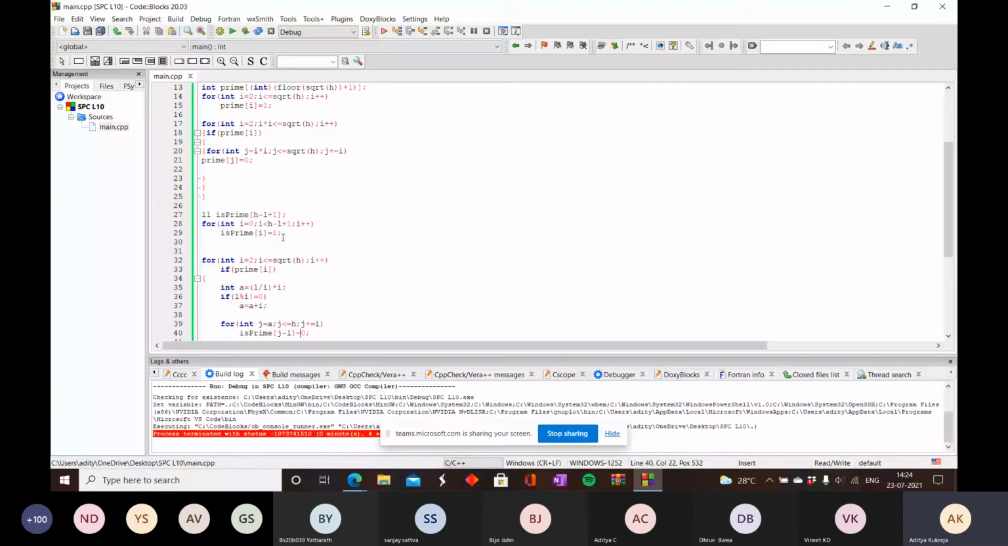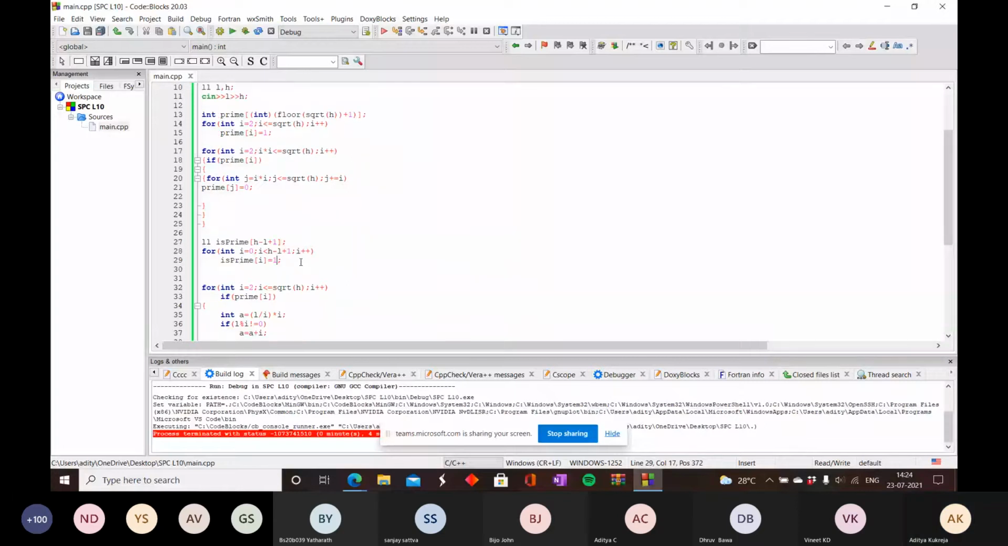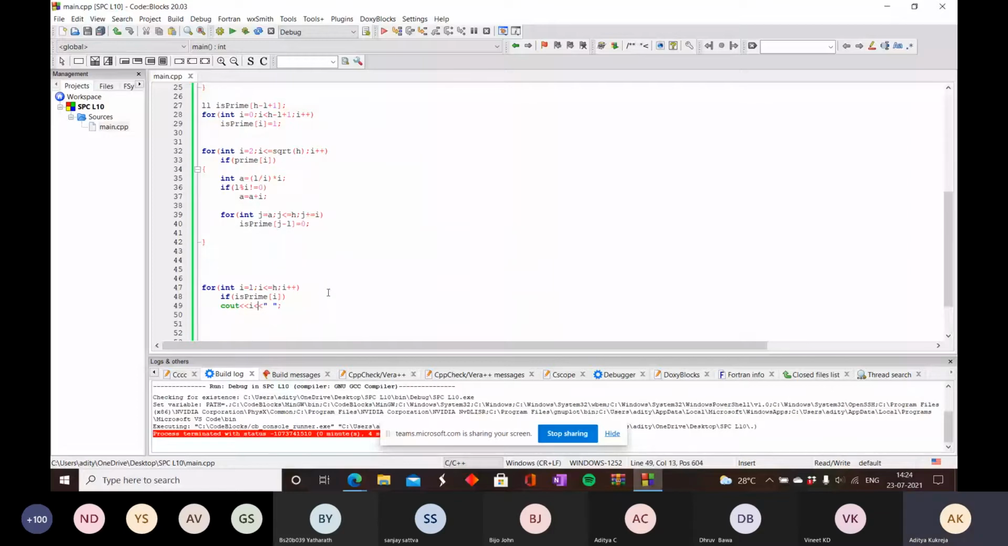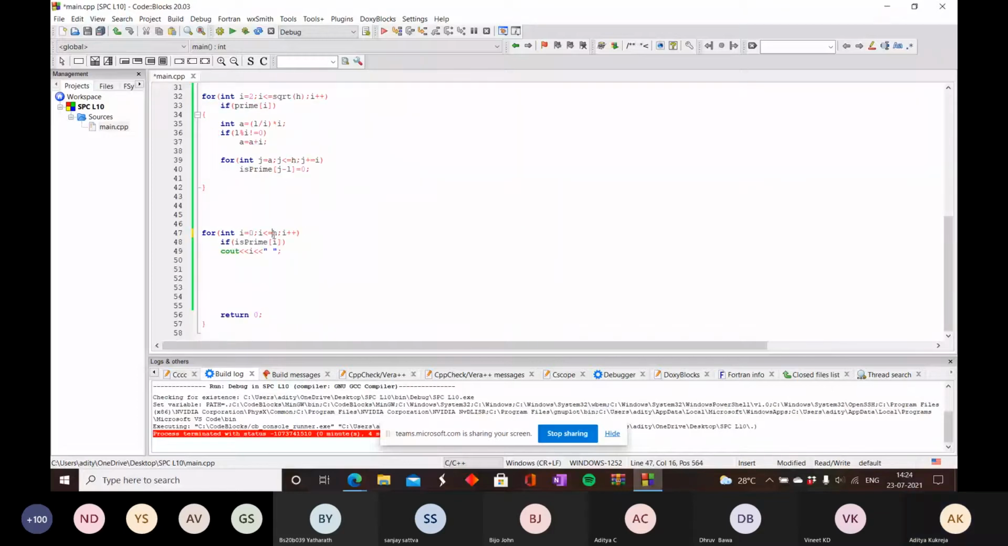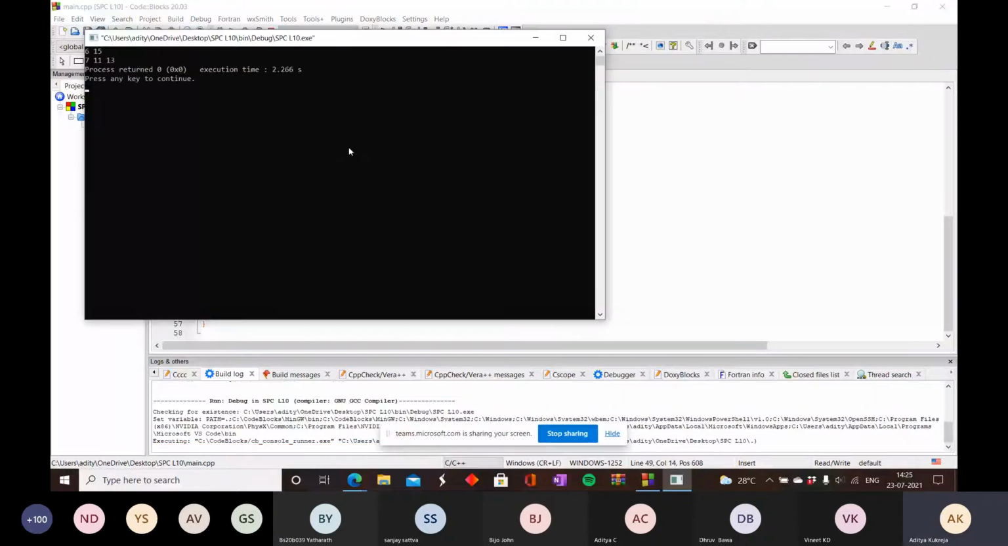S prime of I is equal to 1. Okay, I think I made a mistake here. We'll run I from 0 till H minus L plus 1, and if S prime of I is true, then we'll print out I plus L. So now let's just have a look at it. Okay, so now it seems to be working.